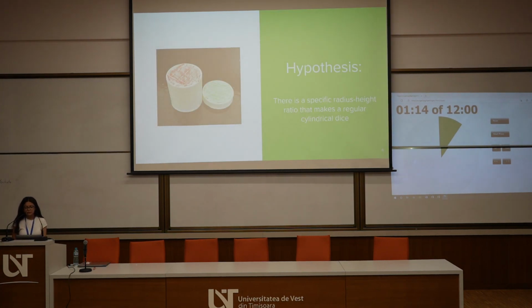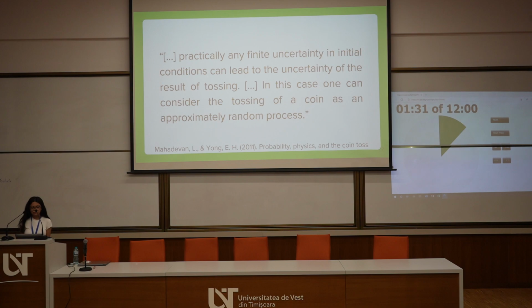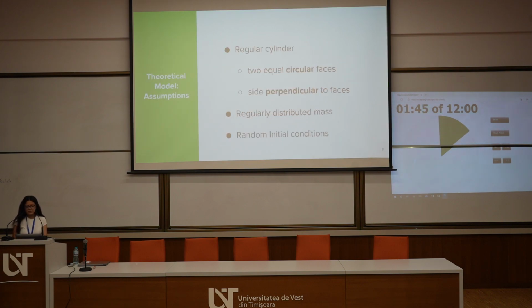Now, we have a hypothesis for the cylinder: there will be a specific radius-to-height ratio that makes a regular cylindrical dice fair. We took from articles about probability in solid tossing that practically any finite uncertainty in the initial conditions can lead to uncertainty in the resultant toss. Like this, we confirmed that the tossing of the coin is pretty much random. So, for the main part of the experiment, we didn't really control the tossing, though for some part we did, and I will explain later. Now, we made some assumptions for our main theoretical model.